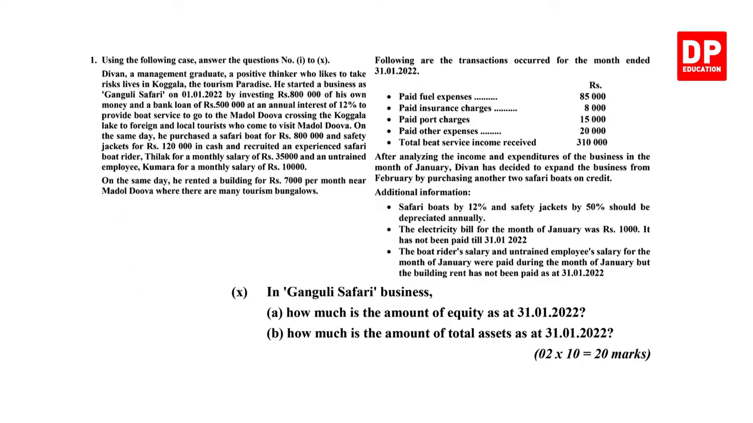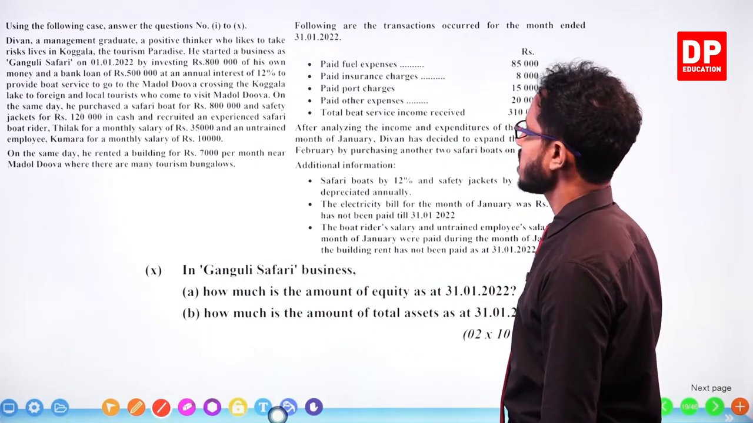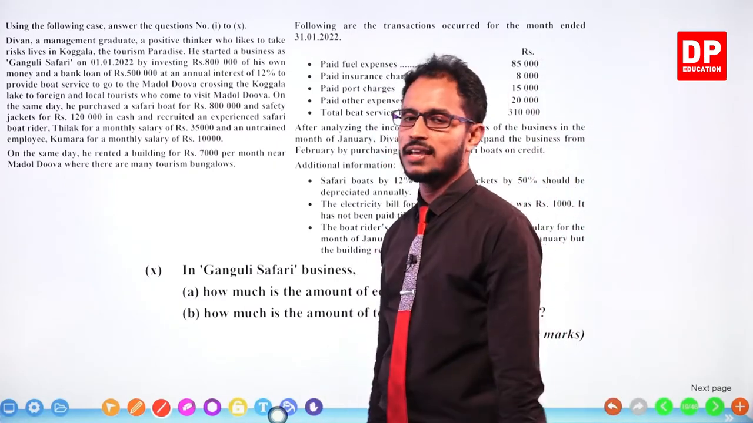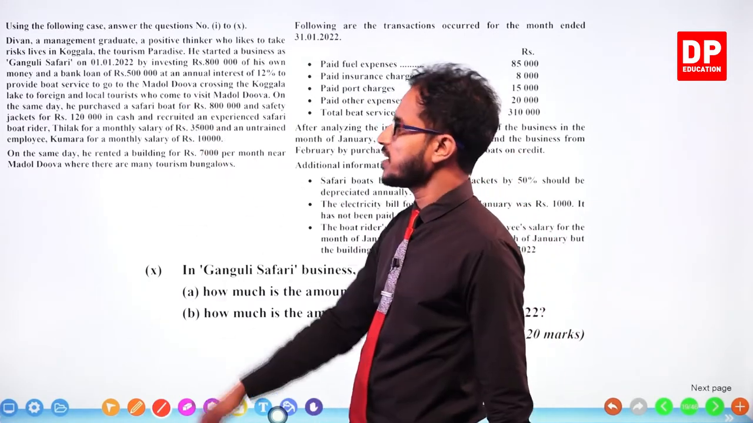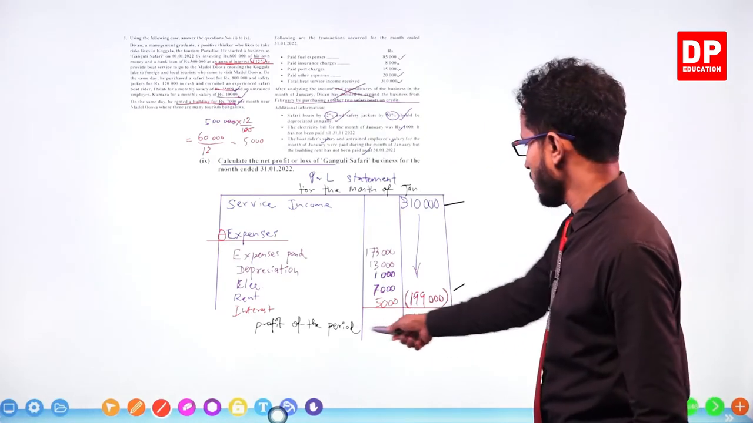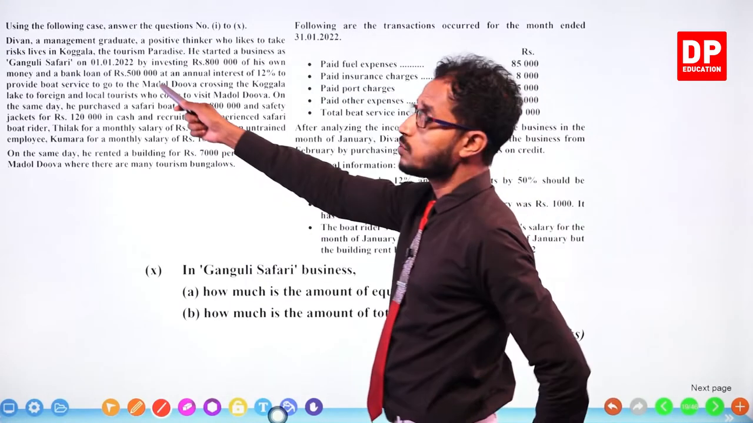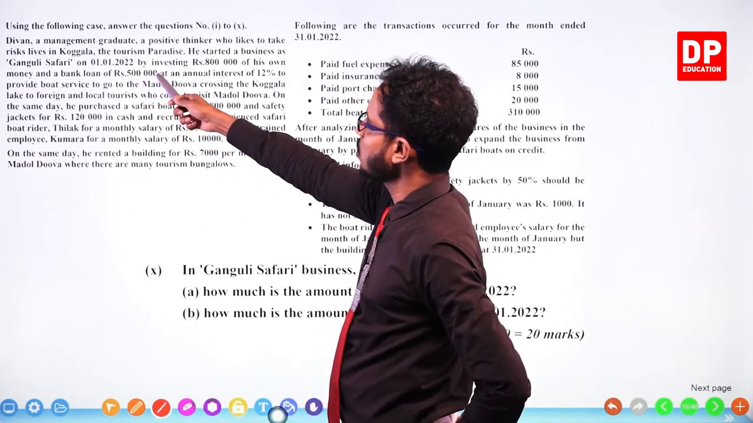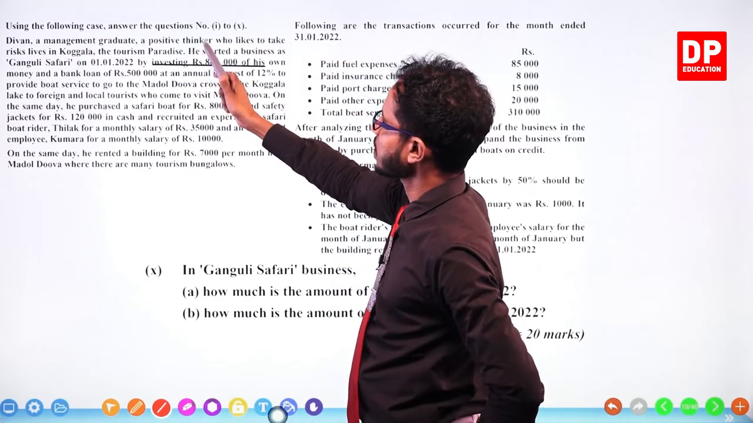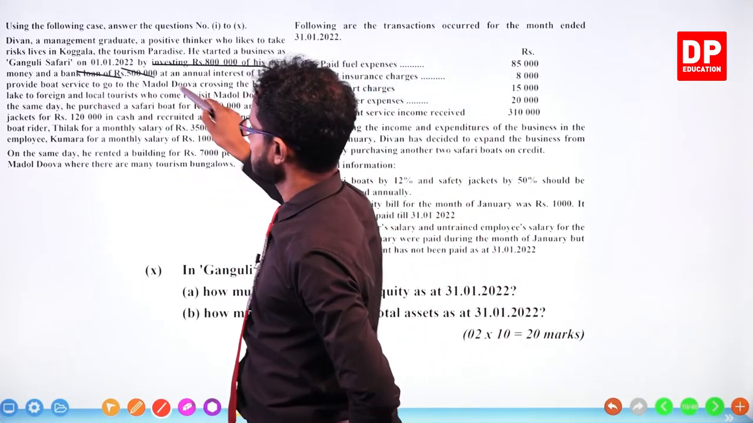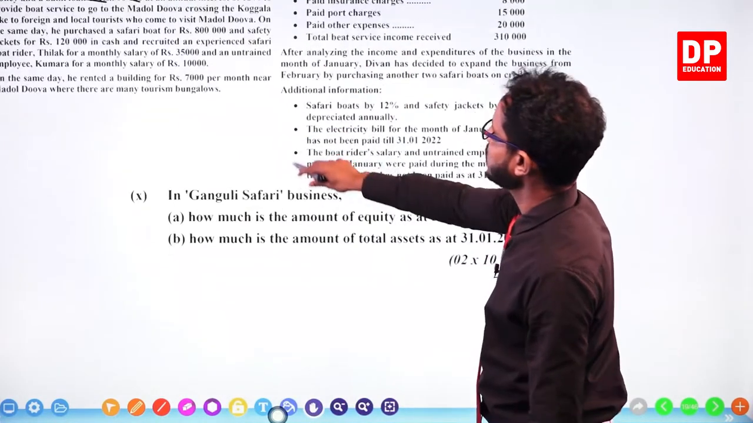Last question. In Ganguly's safari business, how much is the amount of equity as at 31st January? Equity, in this session, I have mentioned like 2-3 times. Equity increases with profit. There is a profit, and the profit is 111,000. But opening equity, you have to clearly sort out. What is the opening equity? Opening capital. Investing 800,000 of his own money. That is the opening capital. Not the liability. Only the capital. 800,000 plus profit. 111,000 is the profit.